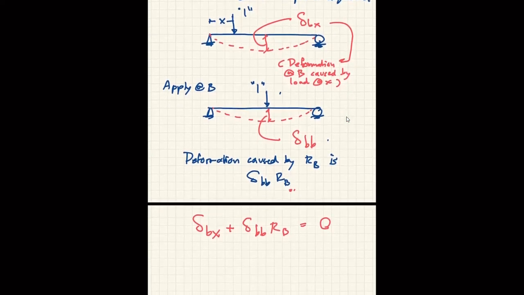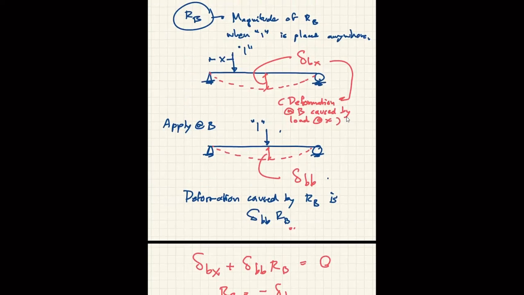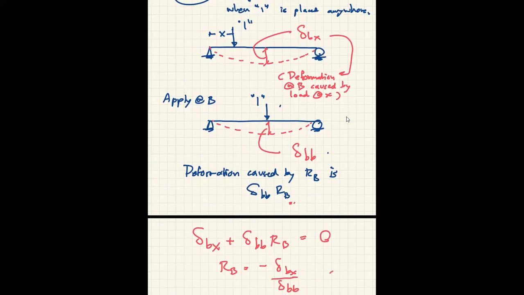So from this, I can say that RB is equal to minus delta Bx divided by delta BB. Sorry, delta looks like an 8. Okay, now let's say that's just one X. If I want more, I have to move the unit load to the new location, but I can still call it Rx, right? And this process will be repeated until I get as many ordinates as I want.